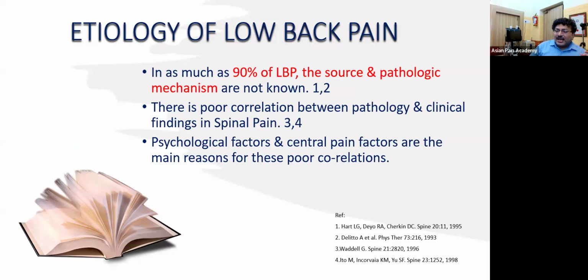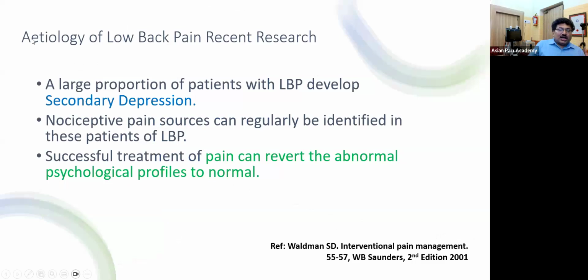Similarly, in asymptomatic patients, around 28% of them, you might find some pathology in the spine on an MRI. So there is always a poor correlation between an MRI or CT scan picture and the actual symptoms of the patient. There are other factors definitely involved, like psychological factors and central pain factors. They cause this poor correlation. So what should we do for those patients? Is everyone able to realize the problem?